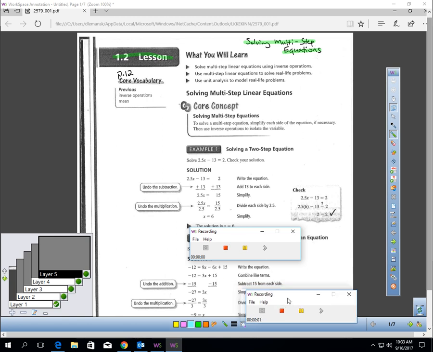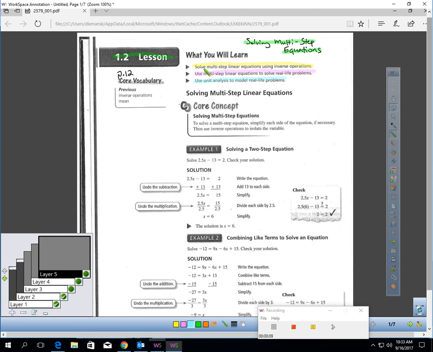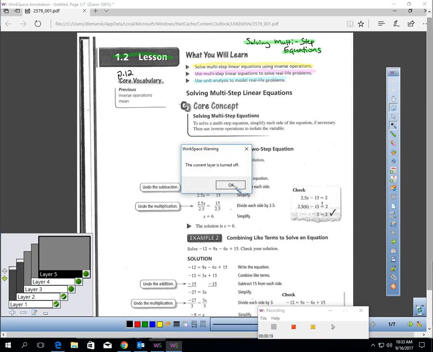Hi, this is lesson 1.2, solving multi-step equations. This is on page 12. In this video, you will learn how to solve multi-step linear equations using inverse operations. Now remember, you learned one-step equations in the last lesson.